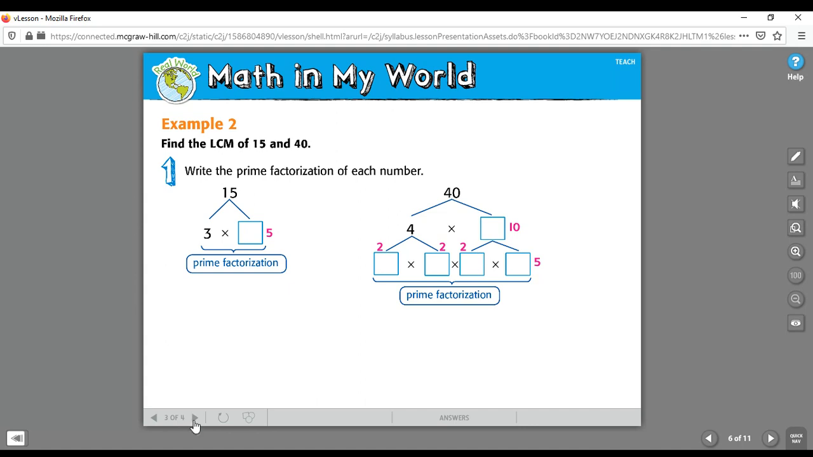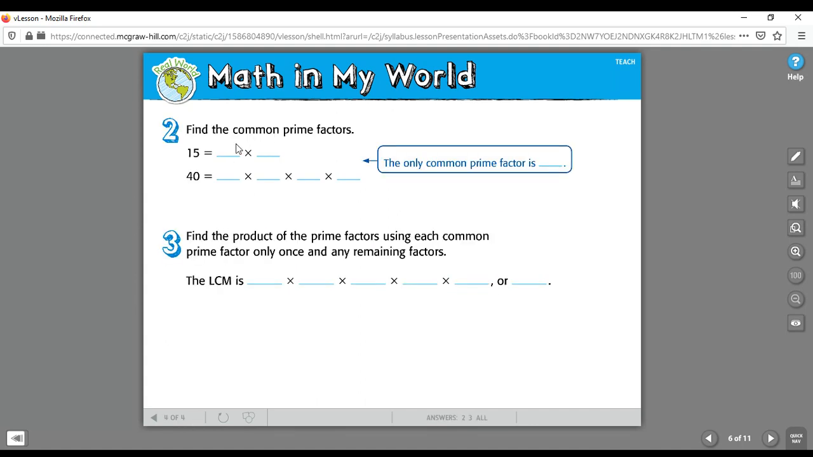Okay? Step number 2. They want you to find the common prime factors. So like we said before, 15 was 3 times 5, and 40 was 2 times 2 times 2 times 5. The only common prime factor would be this number 5. There's a 5 here and there's a 5 here. There's no other number that is common. So the only common prime factor is going to be 5.